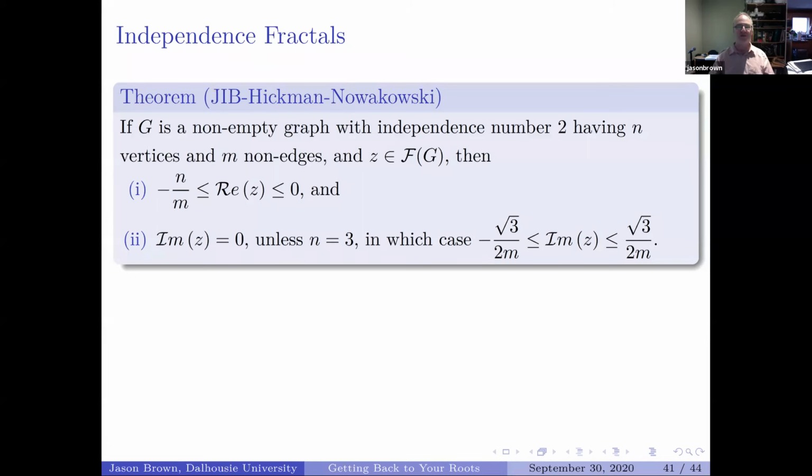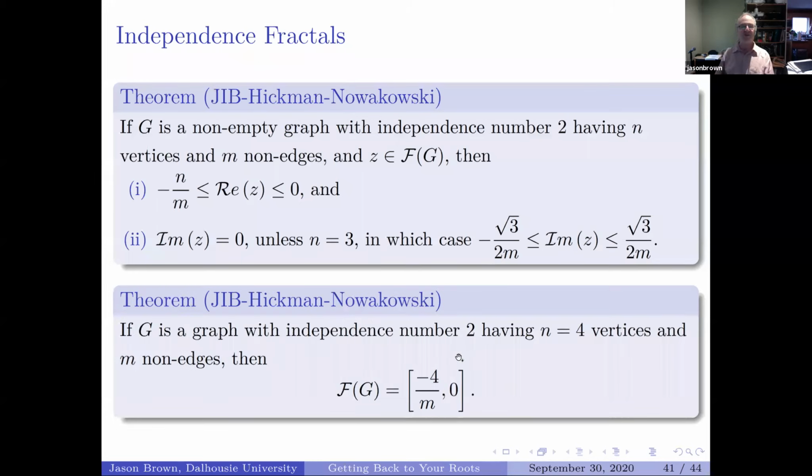it's going to 0. We could also prove that if G is a graph with independence number 2, having n equals 4 vertices and m non-edges, then in fact the independence fractal is along the negative real axis from the previous theorem, and it's in fact equal to the entire interval from minus 4 over m to 0.